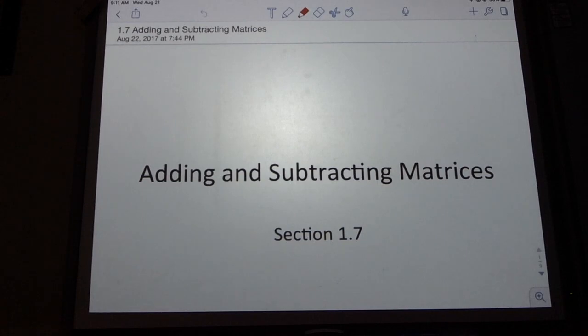Matrices. The next one's the stuff we haven't seen.